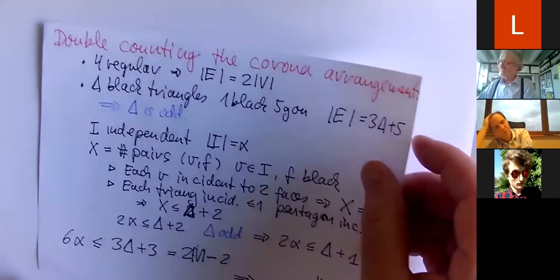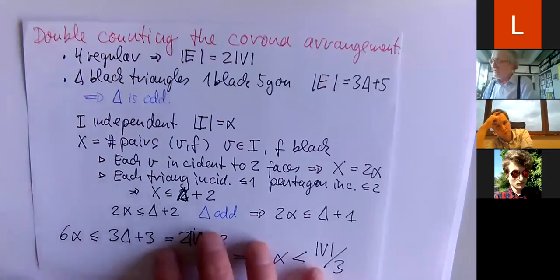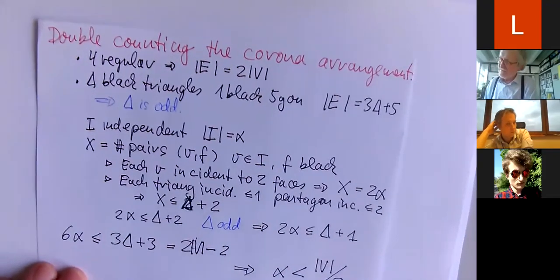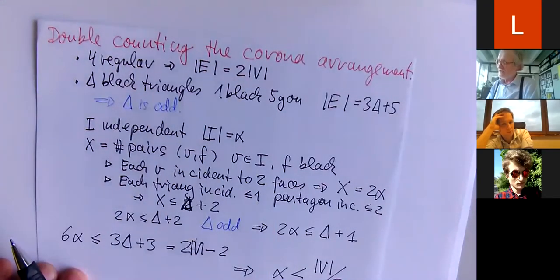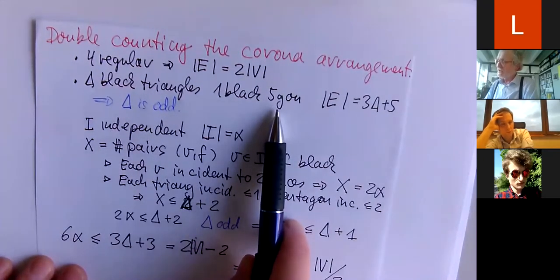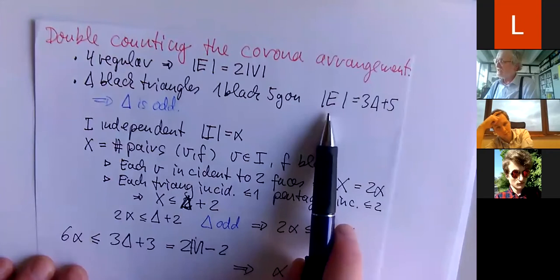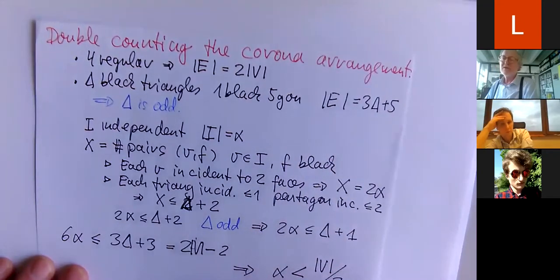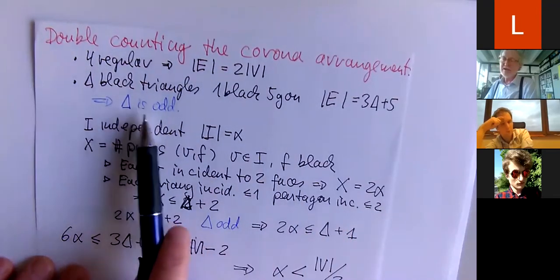and the argument is just by counting. The argument is by double counting. So we start with easy observations. The graph is four regular, so the number of edges equals 2 times the number of vertices. In one of the color classes, you only have triangles and one five gon. And the number of triangles should be delta. Then the number of edges is equal to 3 delta plus 5. And comparing these two expressions for E, you find that the number of triangles is odd.